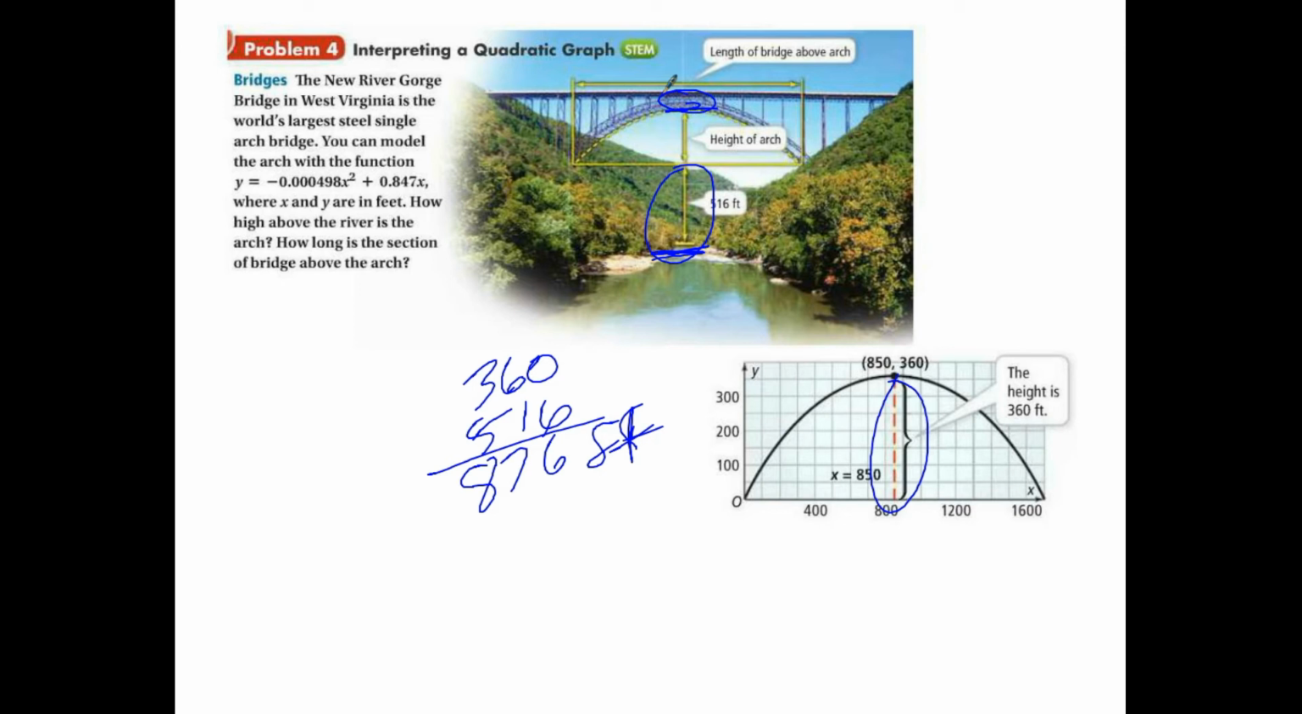Now, the second part of this question is, how long is the section of the bridge above the arch? Just that section. So just above the arch, yeah. You can't. If he says it's more like 1,000 feet, then it must be 200 some feet. I'm pretty sure you can see it on this slide.